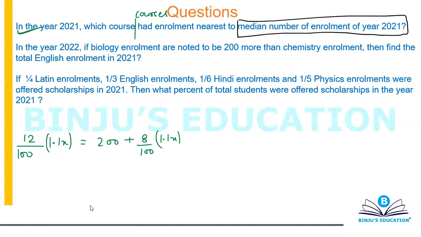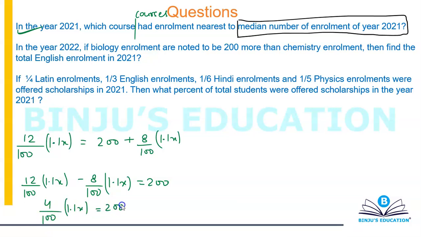Sometimes it becomes difficult. Okay, so 12 by 100 into 1.1x minus 8 by 100 into 1.1x will be 200. So this is 4 by 100 into 1.1x equals 200, and the value of x becomes 200 divided by 4 into 1.1. This will become 50, and this becomes 5000 divided by 1.1. This will be the value of x.